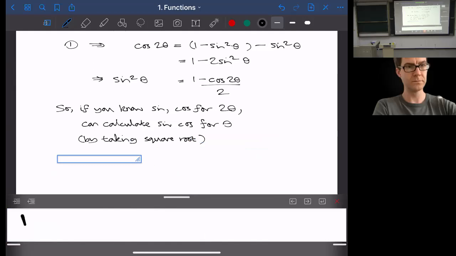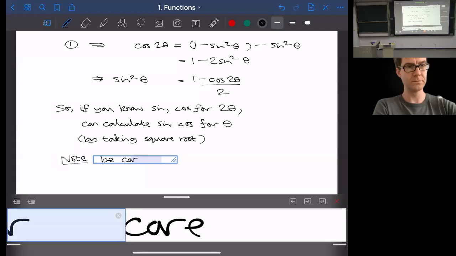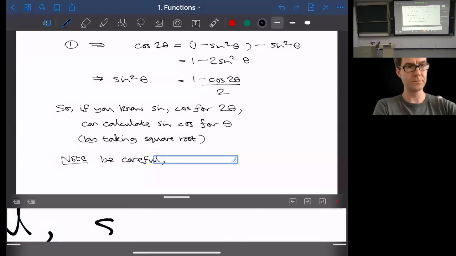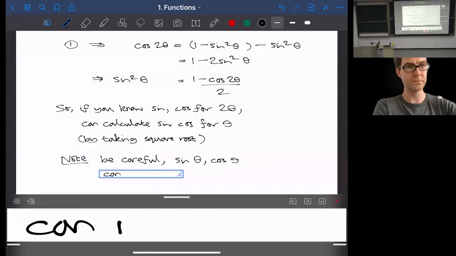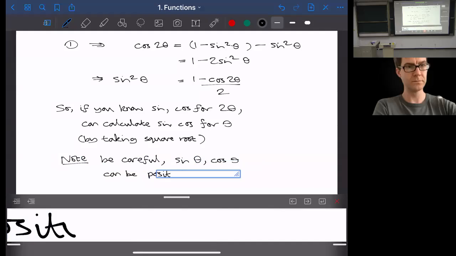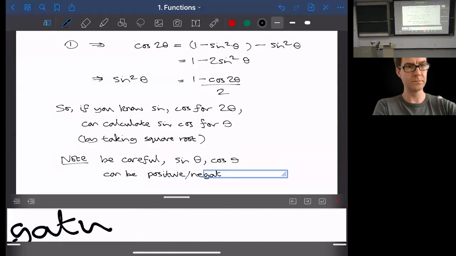Okay, so note, be careful. Sine theta and cos theta, as we know, can be positive or negative.